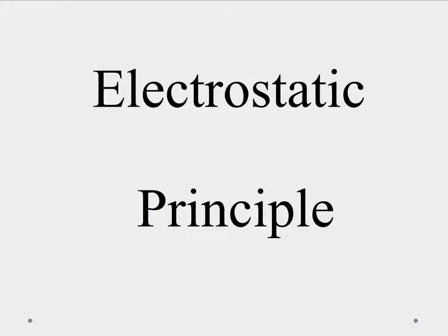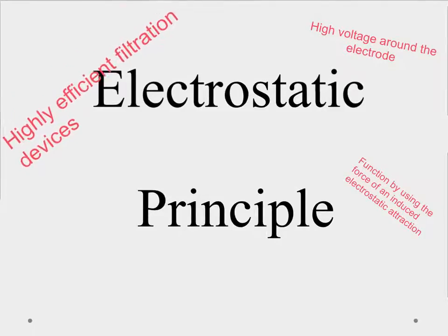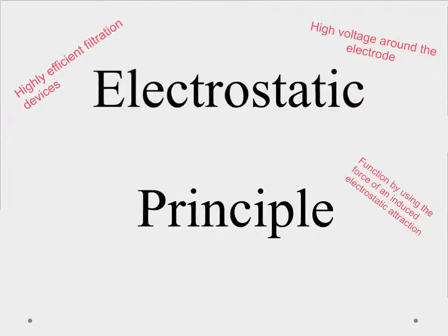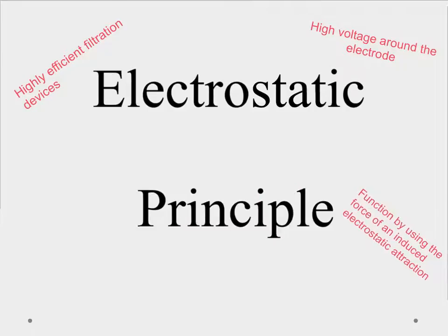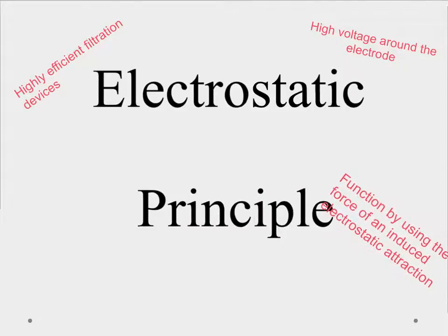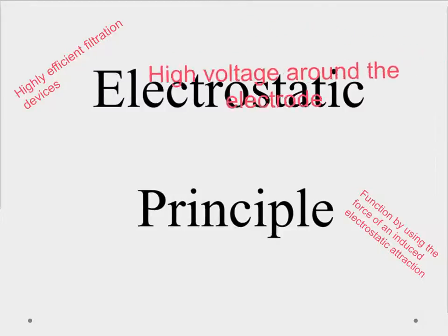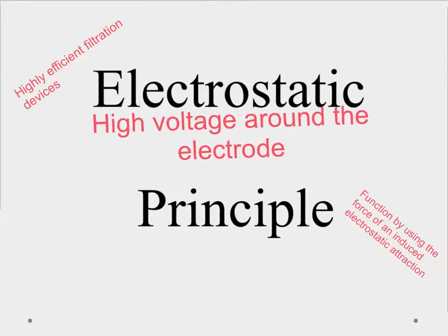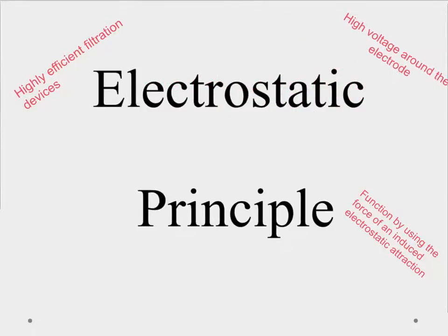Then what about its basic principle? The basic principle of electrostatic precipitator is that it acts as a highly efficient filtration device. It works by using the force of an induced electrostatic attraction. For example, like a magnet, like charges repel and opposite charges attract. It also has a high voltage electrical field, which is also named corona, around the electrode, and it ionizes the gas particles in the flowing gas.